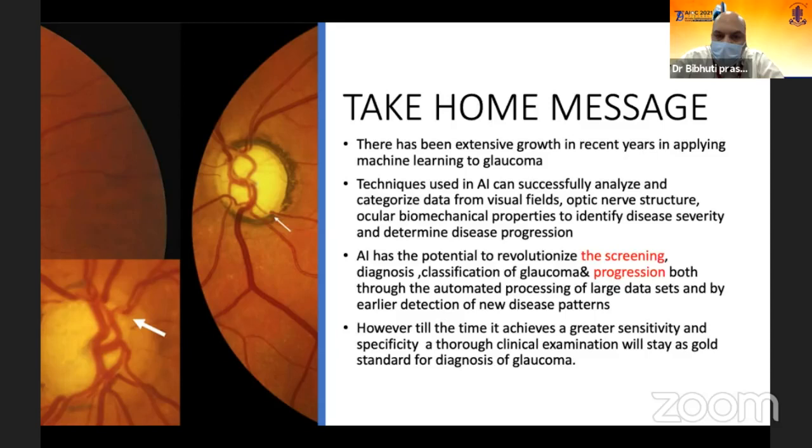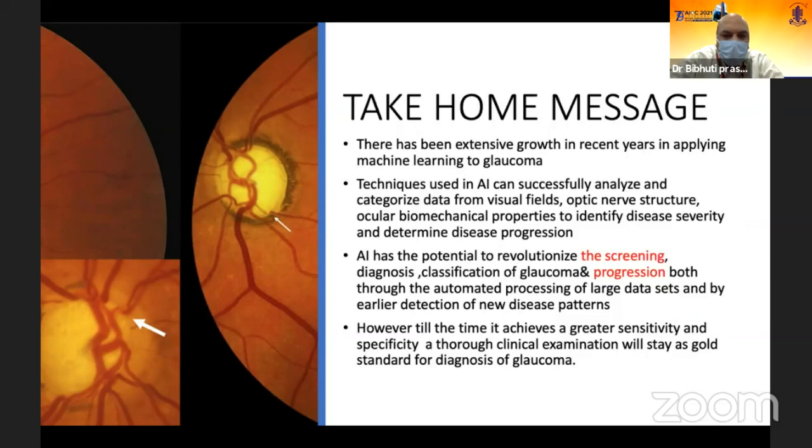So techniques used in AI can successfully analyze and categorize data from the visual field, optic nerve structures, and ocular biomechanical properties. It has the potential to revolutionize the screening program, and that is going to be the crux of the whole AI systems in diagnosis and classification of glaucoma. However, till the time it achieves greater sensitivity and specificity, a thorough clinical examination will stay as the gold standard for diagnosis of glaucoma, and that is very important.